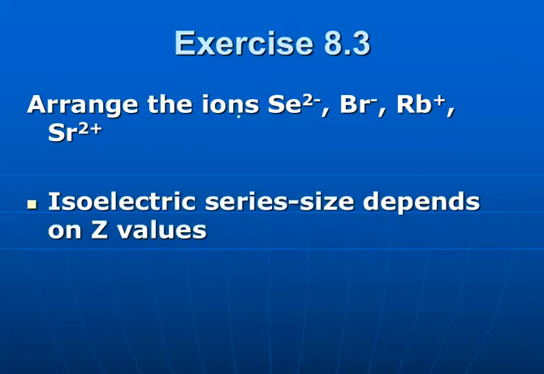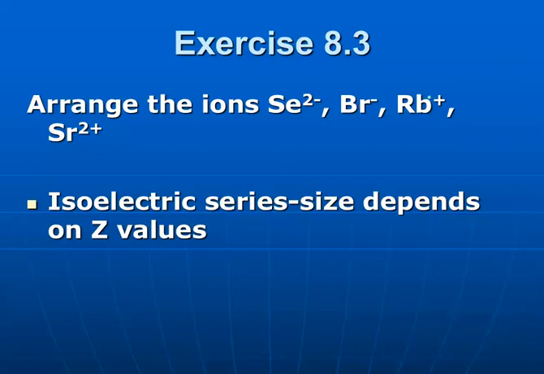These are isoelectric series. If you look at your periodic table, all of these ions hinge around the krypton electron configuration. All 4 of these ions have the same number of electrons, but as you go from left to right here, becoming more positive, you are adding more and more protons to the nucleus. Therefore, those protons are pulling more tightly on those same number of electrons in each of these. So the selenide ion would be the largest of these.